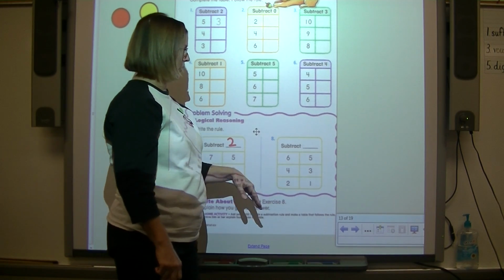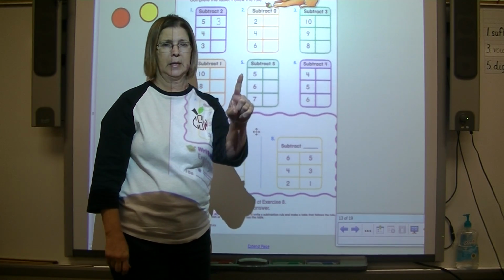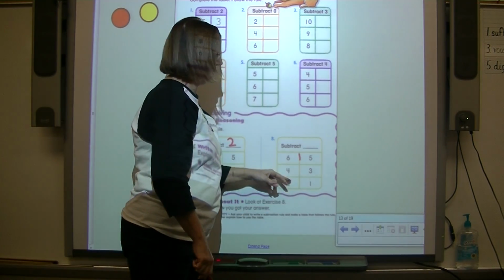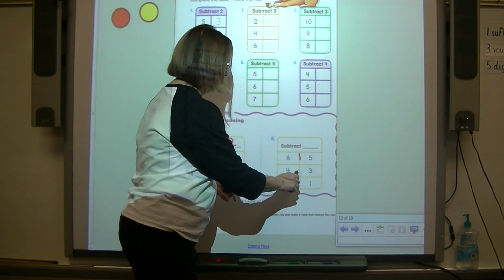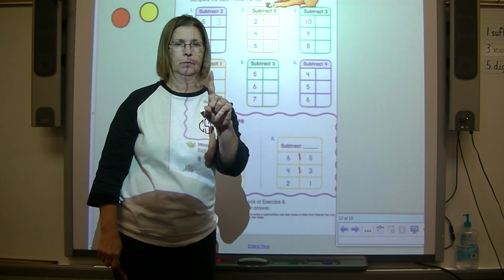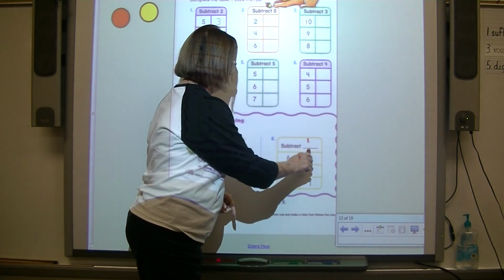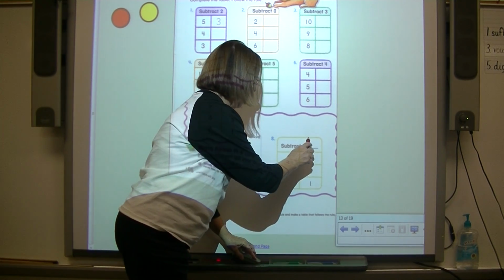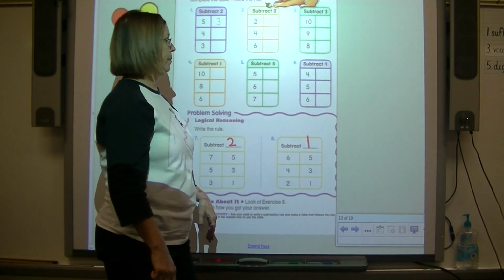Over here, same thing. Start with this number and count up to this one. 5, 6. Okay? That's 1. Start on 3 and count up to 4. 3, 4. 1. Start on 1 and count up to 2. 1, 2. I got one finger up. So what's my rule? Subtract 1. Because 6 minus 5 is 1. 4 minus 3 is 1. 2 minus 1 is 1.